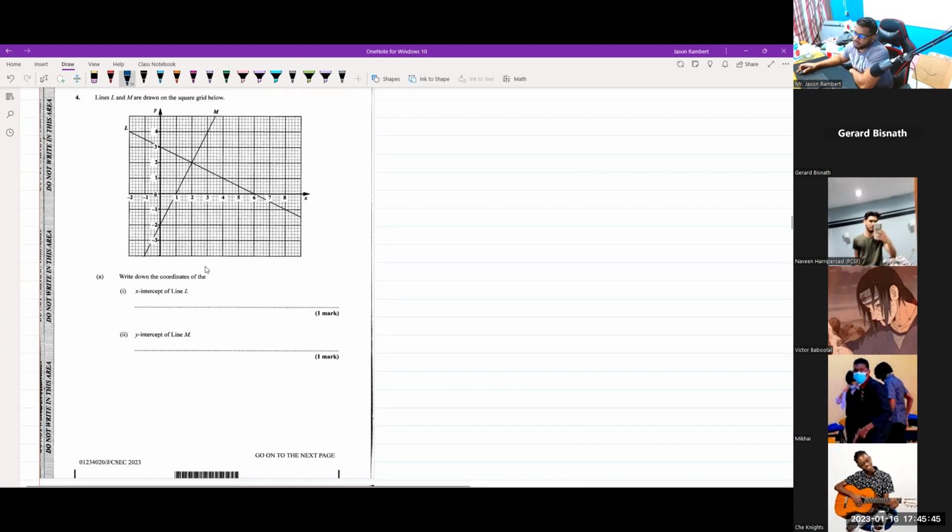Easy stuff. Coordinates of the x-intercept of the line L. It's easy to lose marks here. They just want the x-intercept, right? Some of them might have put L. Where's L? L is this one. What I put was 6. That could be 6, 0. And for M, that's looking like 0, -2. Yes, I get that.